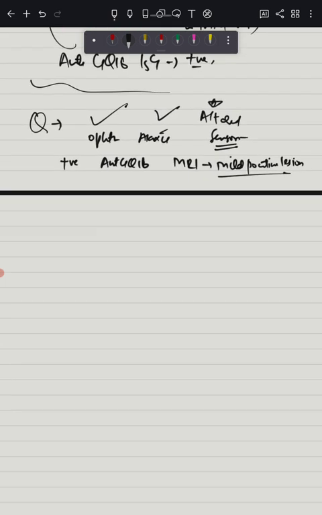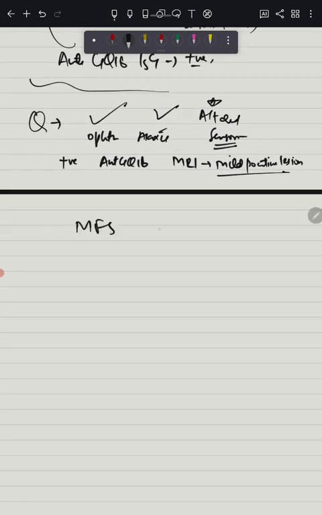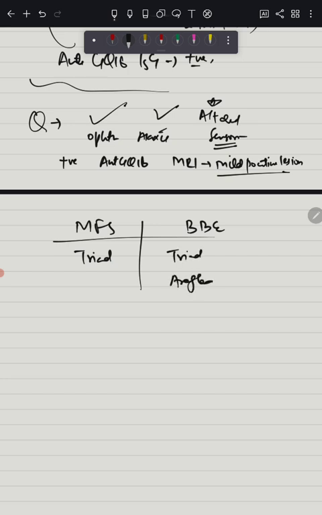So how will you differentiate this Miller Fisher syndrome from Bickerstaff brainstem encephalitis? There will be a triad in both these cases, although areflexia can be present, or there can be hyporeflexia, or there can be hyperreflexia. Second thing is there will be altered sensorium, whereas sensorium will be intact here.